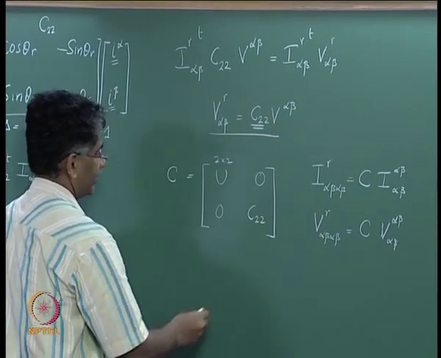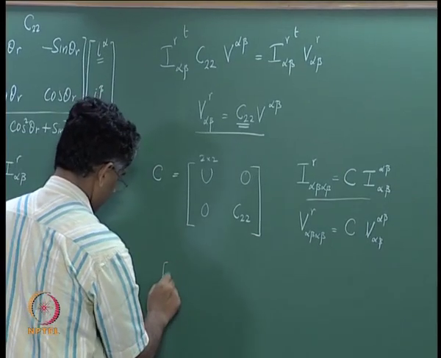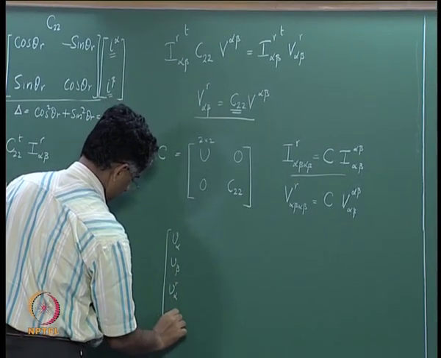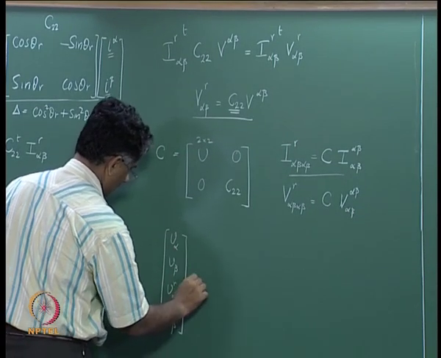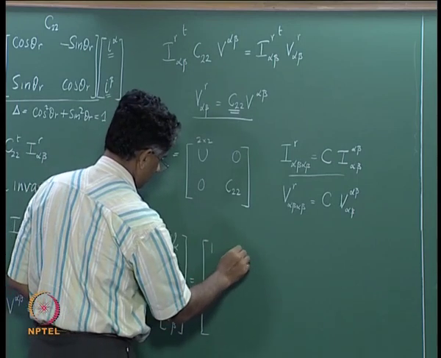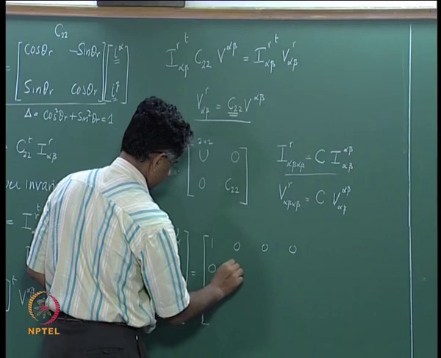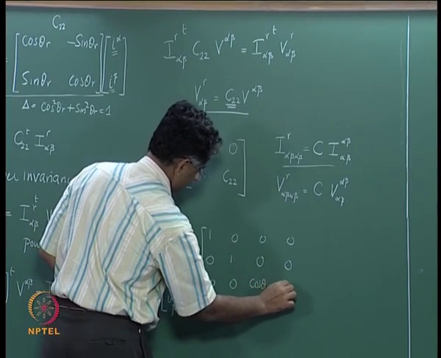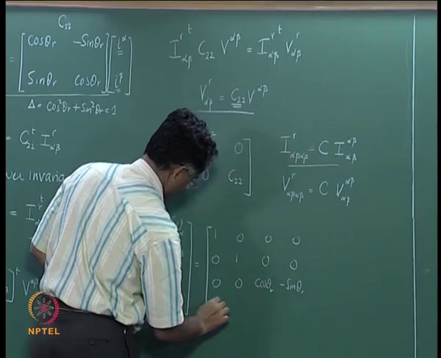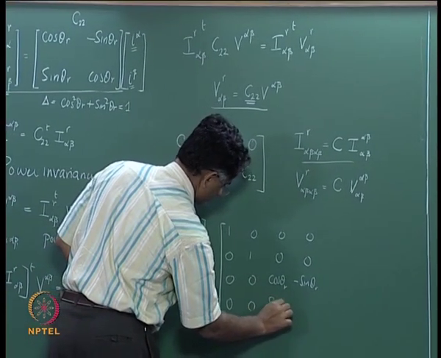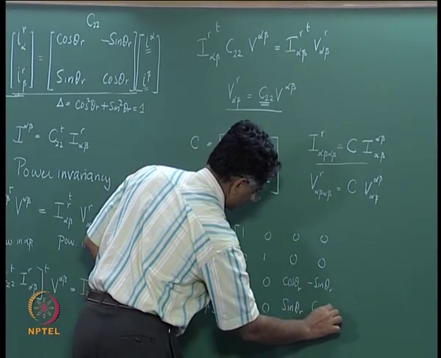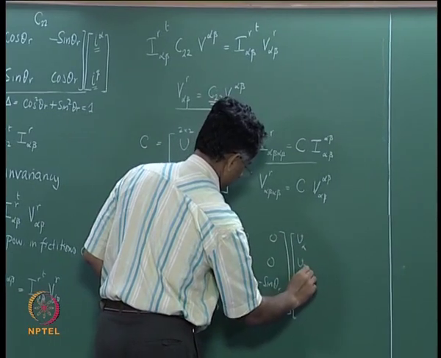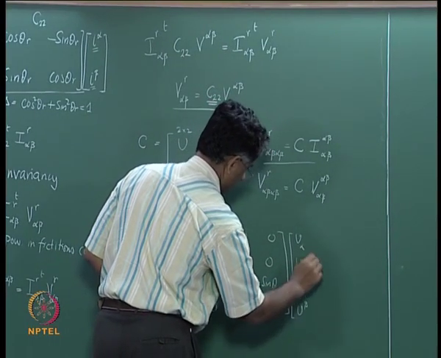Or if you want to put it in an expanded form, what this matrix simply means is that V alpha, V beta, V R alpha, V R beta is the matrix 1 0 0 0, 0 1 0 0, 0 0 cos theta r minus sin theta r, 0 0 sin theta r cos theta r, multiplied by V alpha, V beta, V alpha, V beta.